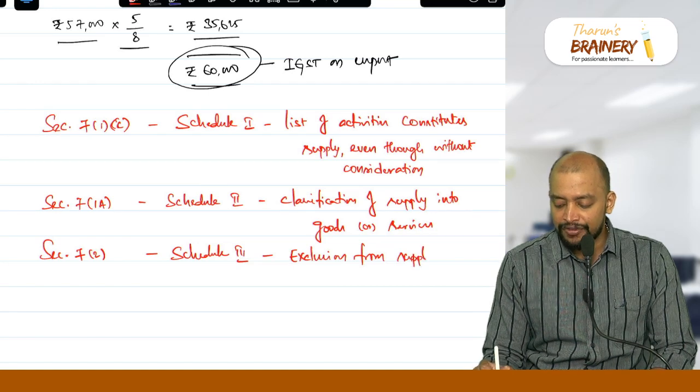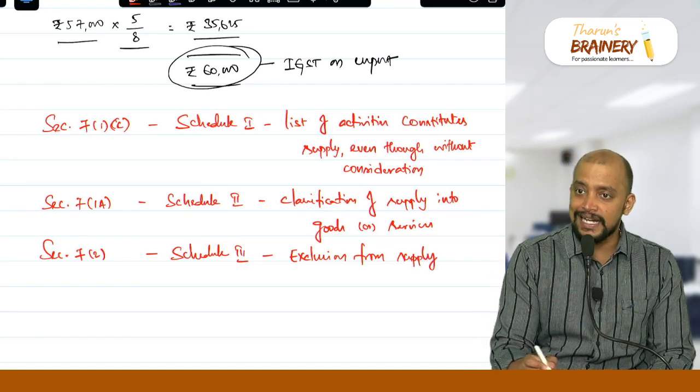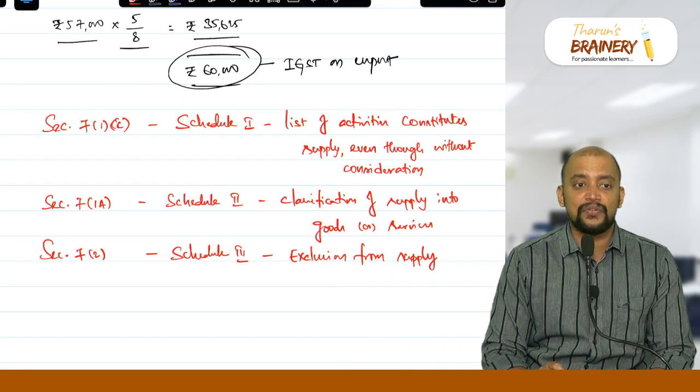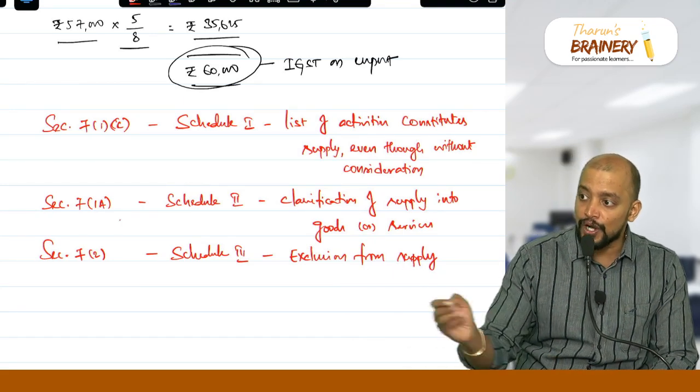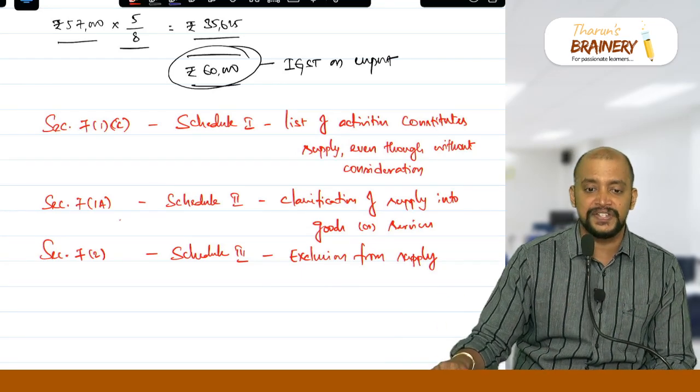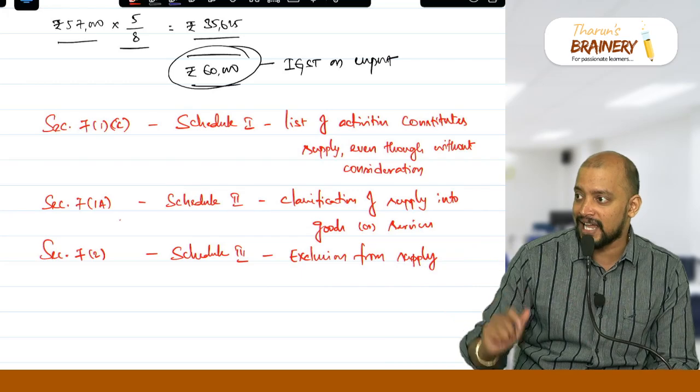So whenever you refer to 7(1)(c), write read with schedule 1 of CGST Act. 7 subsection 1A read with schedule 2 of CGST Act. 7 subsection 2 read with schedule 3 of CGST Act. Like that you should write in the answer. Okay.